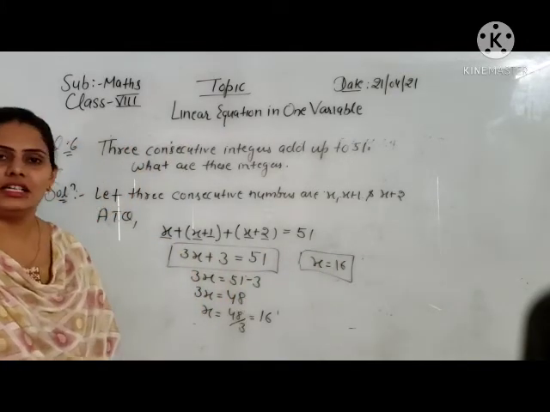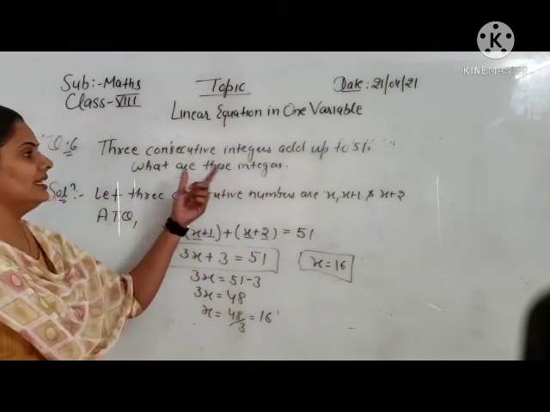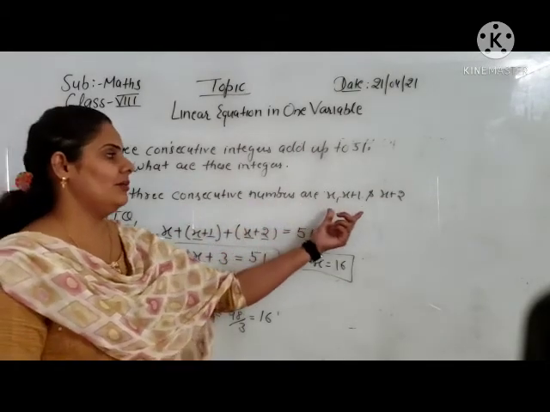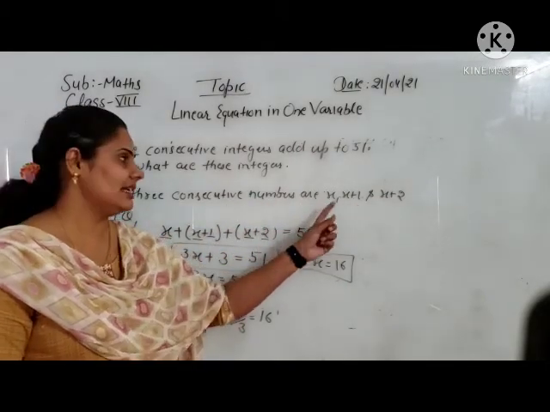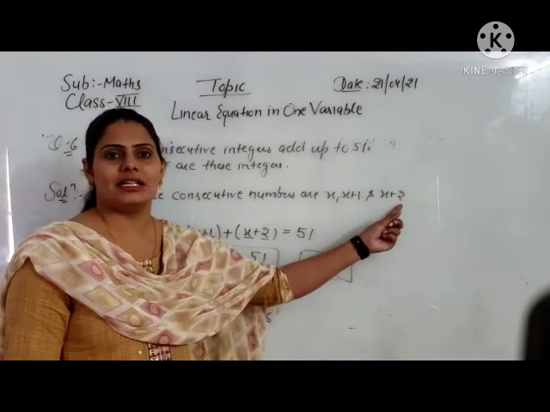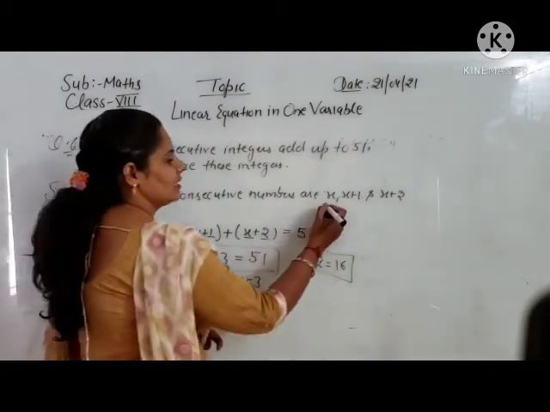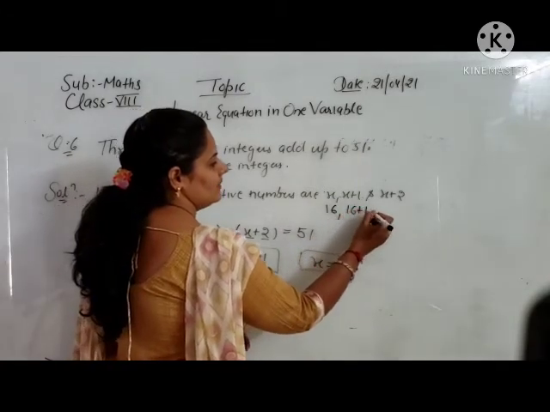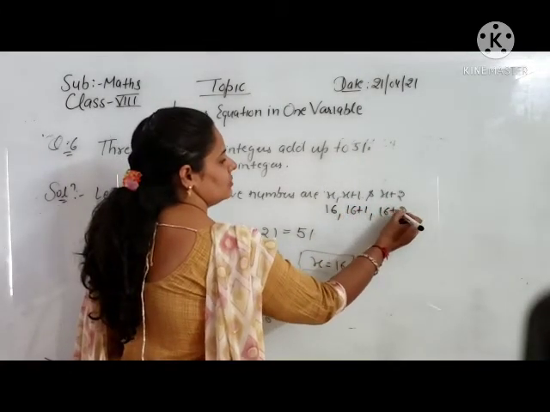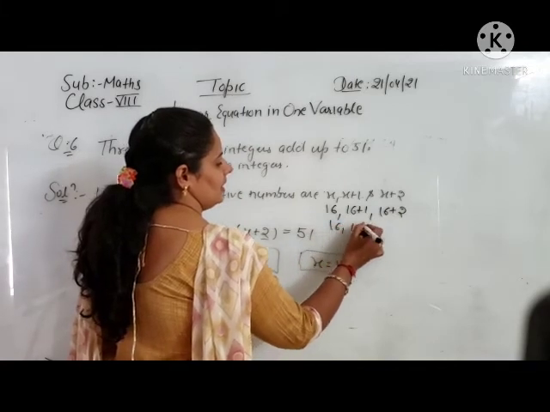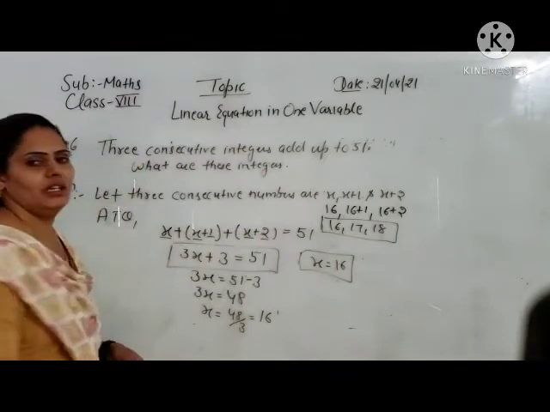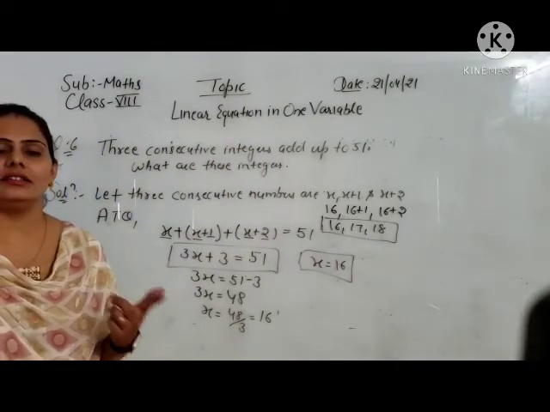Okay, what is x? 16. Now you have to find all three integers. So beta, what are the three integers? You have assumed consecutive integers x, x plus 1, x plus 2. So put the value. The first consecutive integer will be 16, the second 16 plus 1 and the third 16 plus 2. So it will be 16, 17 and 18. So these three consecutive integers you will get: 16, 17 and 18.